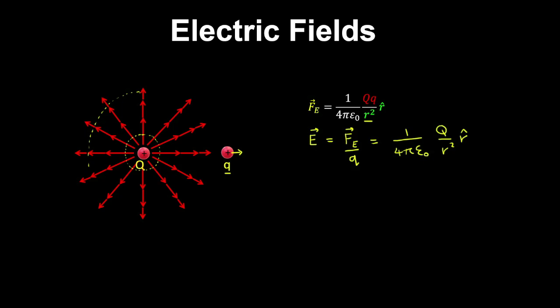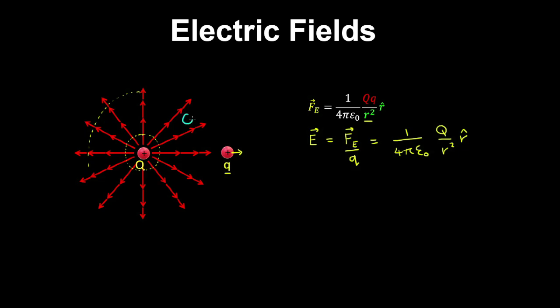So the electric field points away from isolated positive charges, which we can see over here, and if we had a negative charge, then the electric field will point towards it. And the electric force exerted on a positive test charge by an electric field, as we can see, is in the same direction as the electric field.